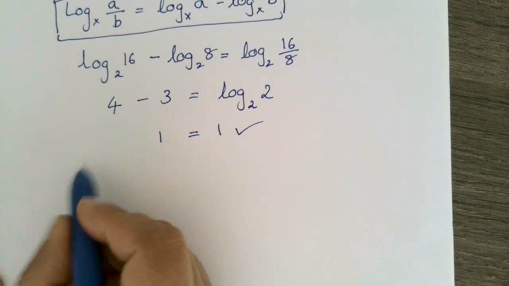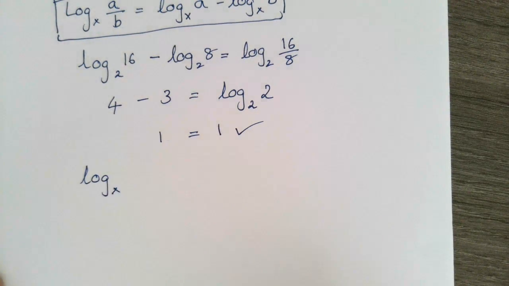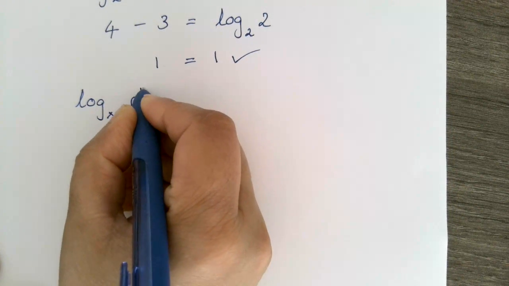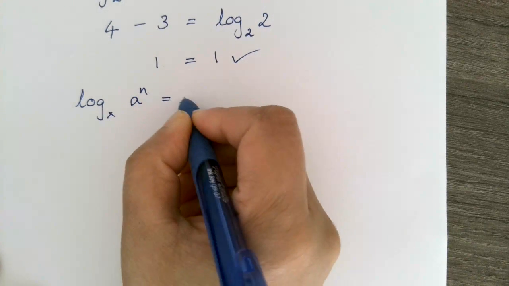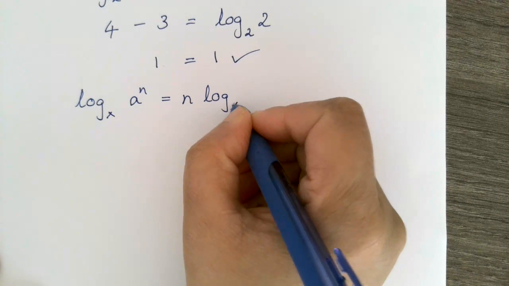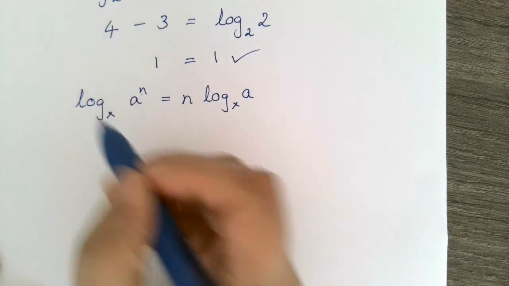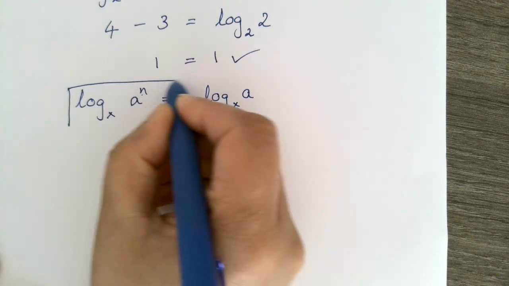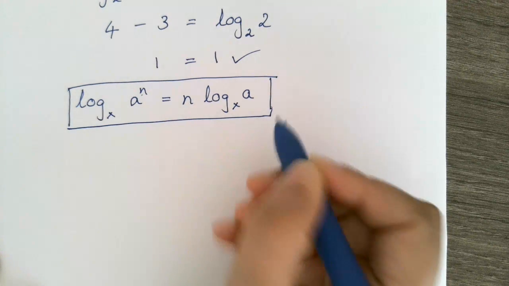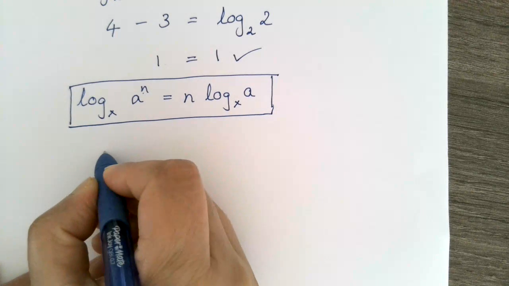The third one we have is our power rule, which is log base x of a to the power of n is nothing but n log base x of a. So what are we saying? That the exponent comes before the log. Now let's use an example to see if this works.